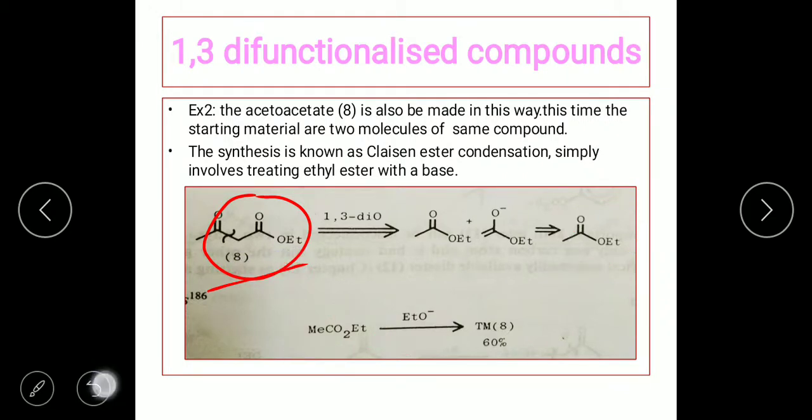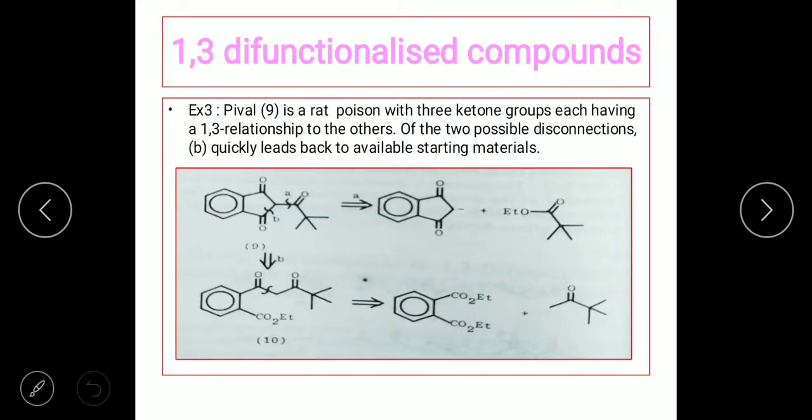So this is how you are going to make use of the Claisen condensation to prepare the target molecule 8. Next, example 3. Pivol, that is 9, is a rat poison with 3 ketone groups, each having a 1,3 relationship to the others. Of the two possible disconnections, B quickly leads back to available starting material.